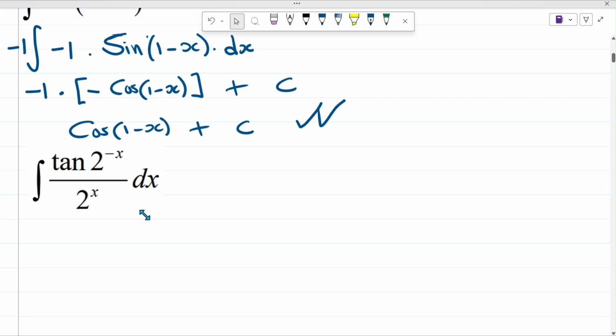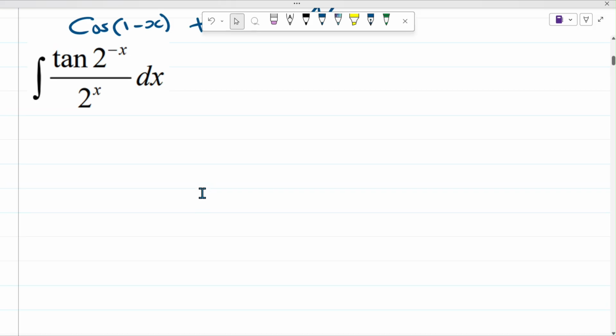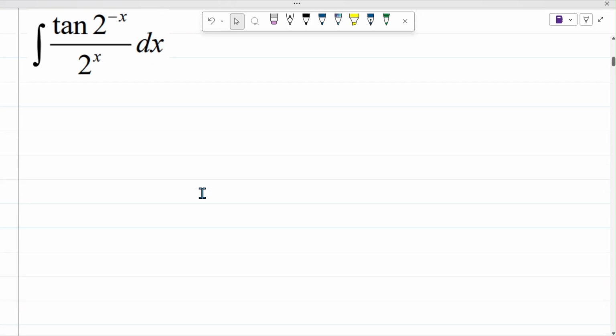So now we've got the integral of tan of 2 to the power negative x upon 2 to the power x dx. So what we need to do is make sure we have the derivative of the argument first. So 2 to the power negative x, when we differentiate it, it should be 2 to the power negative x multiplied by -1 multiplied by ln of 2. So we don't have -1 and ln of 2.